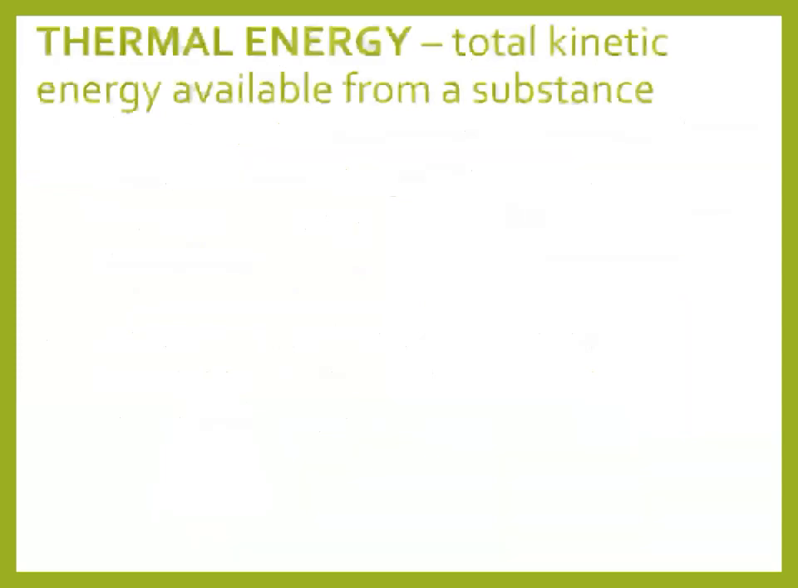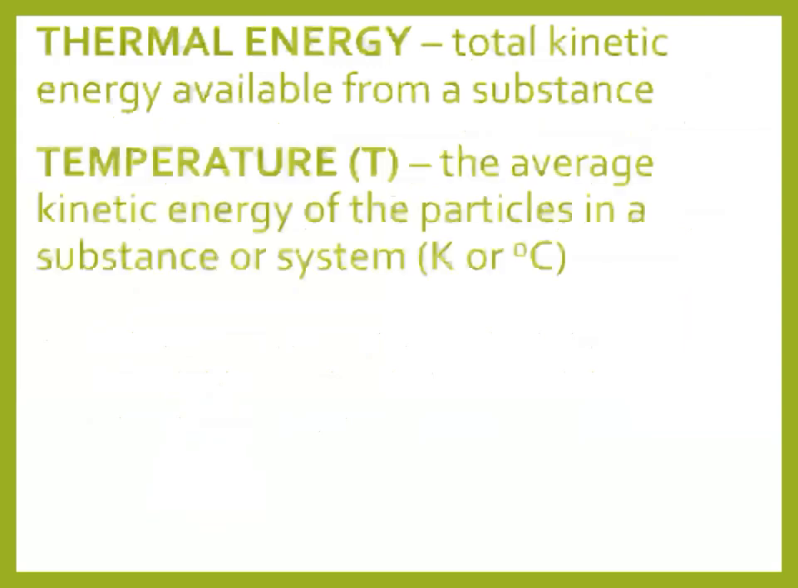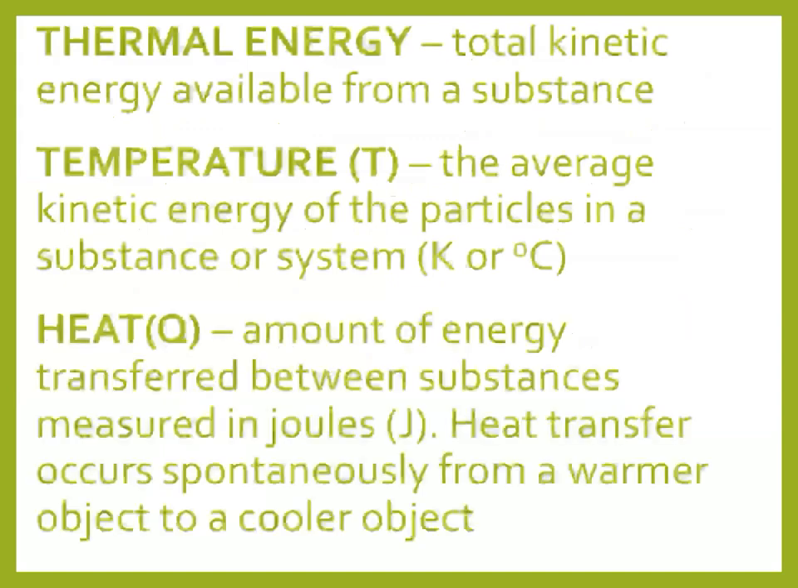Okay, so some more terms that we need to take a look at before we look at calculating heat. Thermal energy is the total kinetic energy that is in a substance. Temperature is the average kinetic energy of the particles in a substance or system. So we'll take a look at the difference between those two in an example. And heat is the amount of energy that actually gets transferred between substances. We measure that in joules. The symbol for that is just a capital J. And that heat transfer happens spontaneously from a warmer object to a colder object.